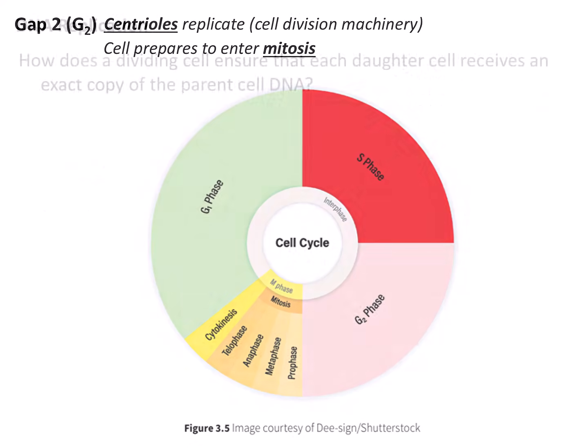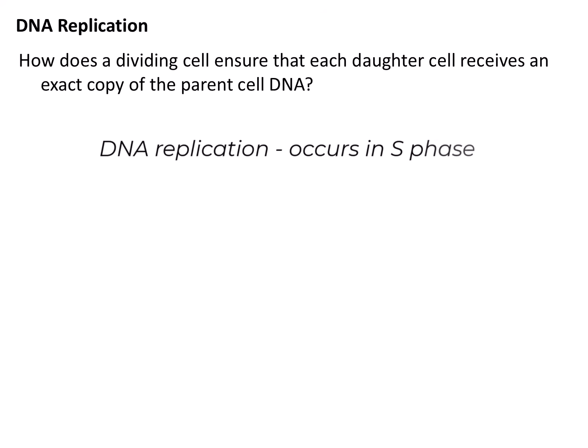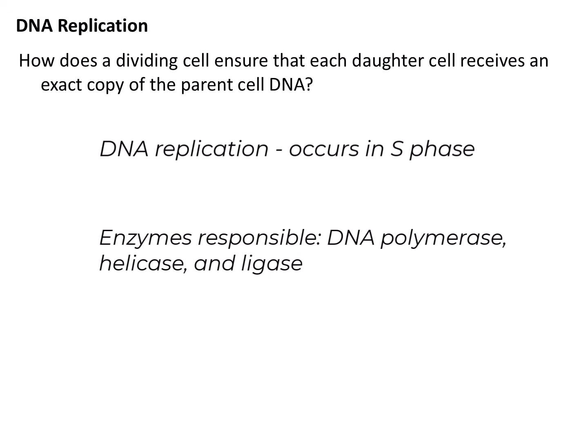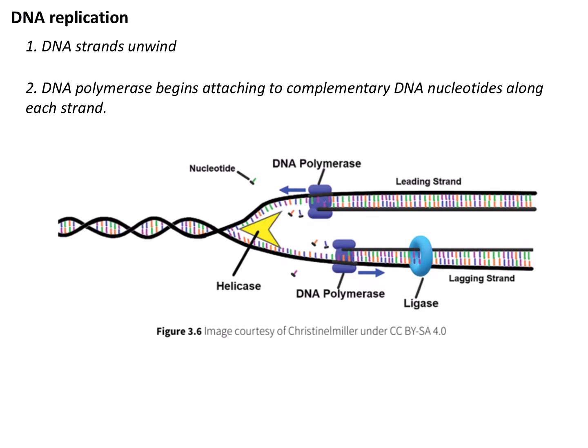Because mitosis produces two genetically identical daughter cells, the cell must make sure that each cell has the same amount of DNA. The process for DNA replication occurs during S phase, as previously mentioned. There are several enzymes involved in this process: DNA polymerase, helicase, and ligase. For DNA replication to occur, the first thing that needs to happen is the DNA needs to unwind. The enzyme that does this is called a helicase. Helicase gets its name because it unwinds the DNA helix.